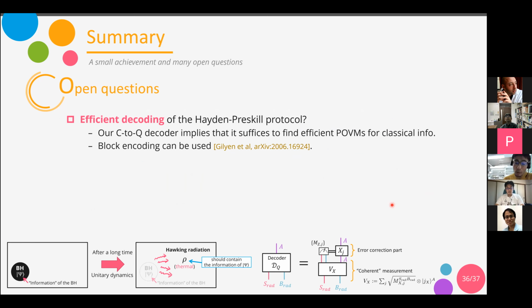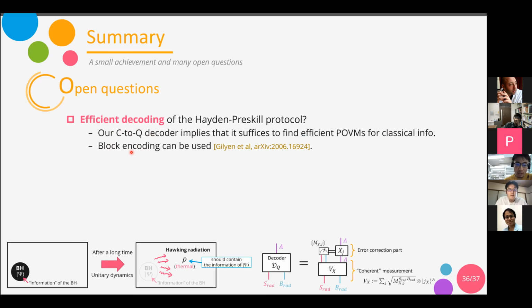Okay, so there are several open questions. Let me give you 3 open questions, and then I will conclude this talk. The first open question is, in this talk, we provided the C2Q decoder with PGMs, but we didn't talk about whether we can efficiently implement these decoders. Actually, the pretty good measurement is maybe difficult to implement efficiently. So one good question is, is it possible to efficiently construct these decoders?